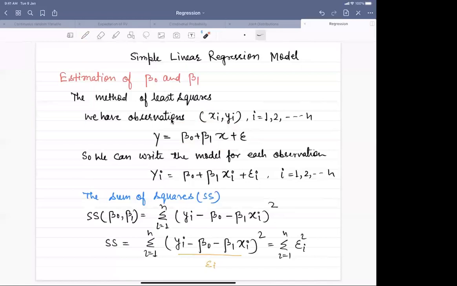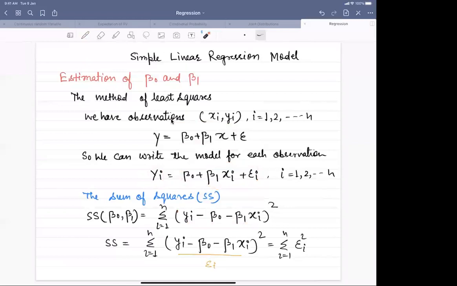Now there is one method to determine these values, which we call the method of least squares. That means we first compute the sum of squares. This is a new term coming here. We will see what it is. What do we mean by sum of squares? The sum of squares is the difference between your observation and the model. This is your model, this is your observation. Square it for each observation. So yi minus beta naught minus beta 1 xi whole square, and sum it over all the observations. So this we call the sum of squares.